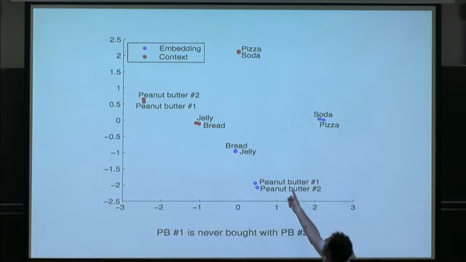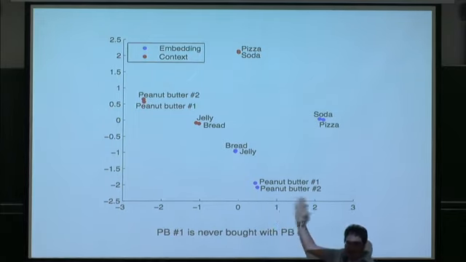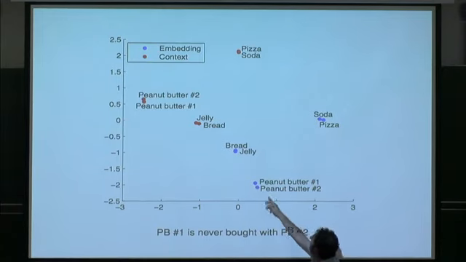So peanut butter 1 and 2 are here. Their context vectors are the red dots. I should have explained: blue is embedding, red is context. And so if you have peanut butter 1 in your basket, you're not going to buy peanut butter 2.